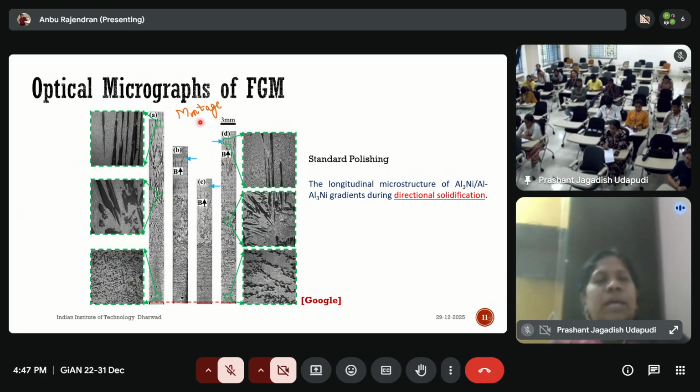Okay, so as I mentioned, if you want to cover a large area, you have to take continuous small-portion images, then you can stitch the images. That is called a montage image, which will give the overall structure variation in a particular selected area.